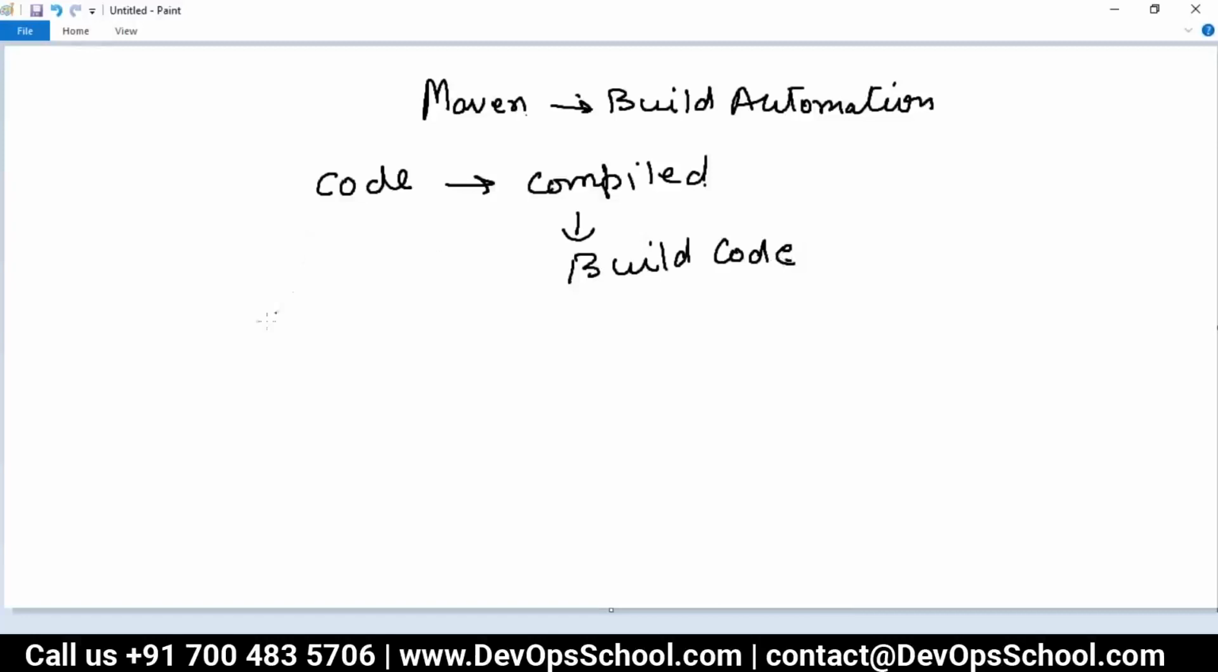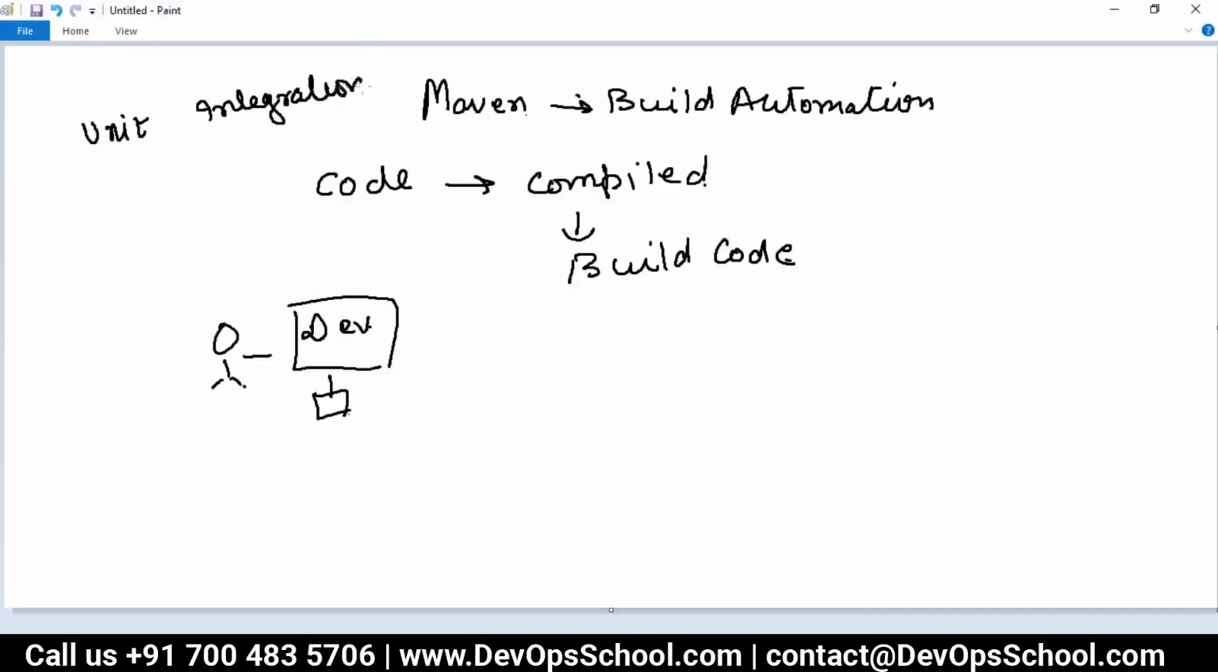For example, when a developer is writing the code, he's writing it on his machine, which is the development machine. And when he's done with his testing, let us talk about testing first. There are two types of testing: unit testing and integration testing.